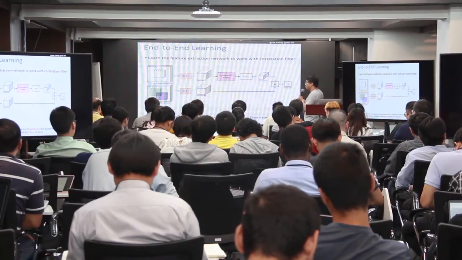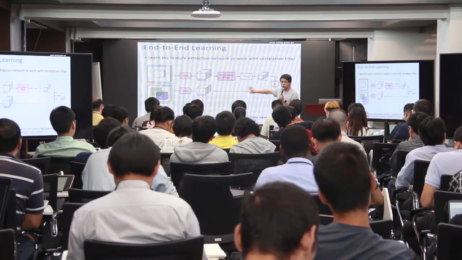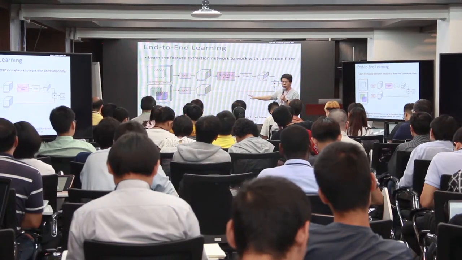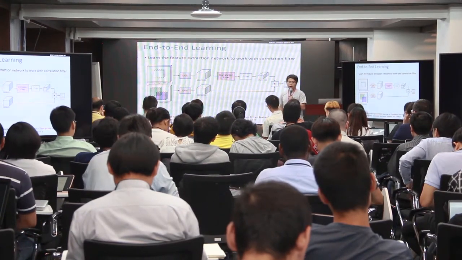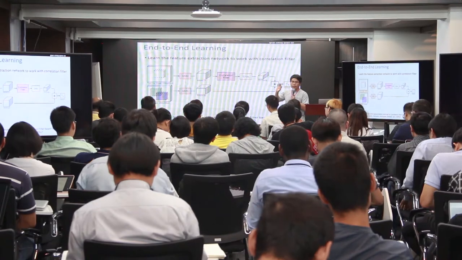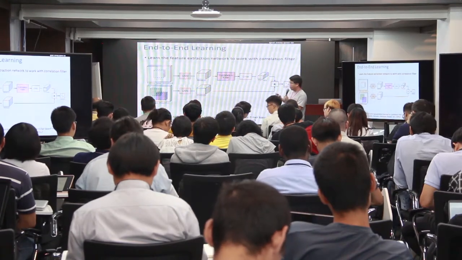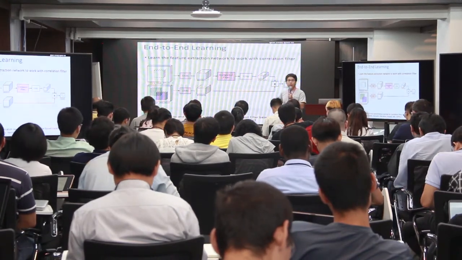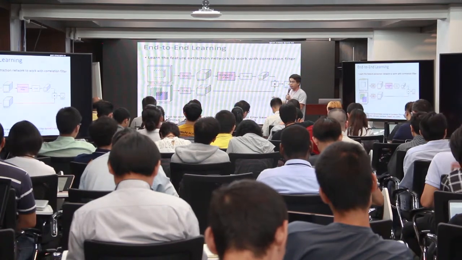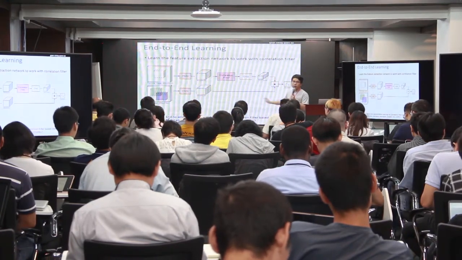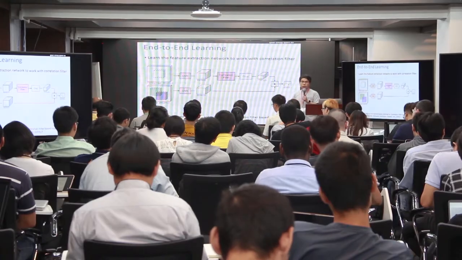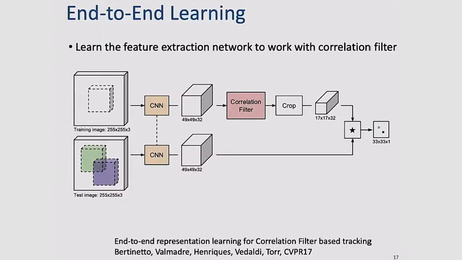Okay, so what this paper said is, the correlation filters that I showed you earlier, using the Fourier transform and the inverse of the regression, it's not easy to do the back propagation. And so they derive the formulation for how to perform back propagation through the Fourier domain. So that is the technical novelty of the paper. And this is the architecture that they propose.